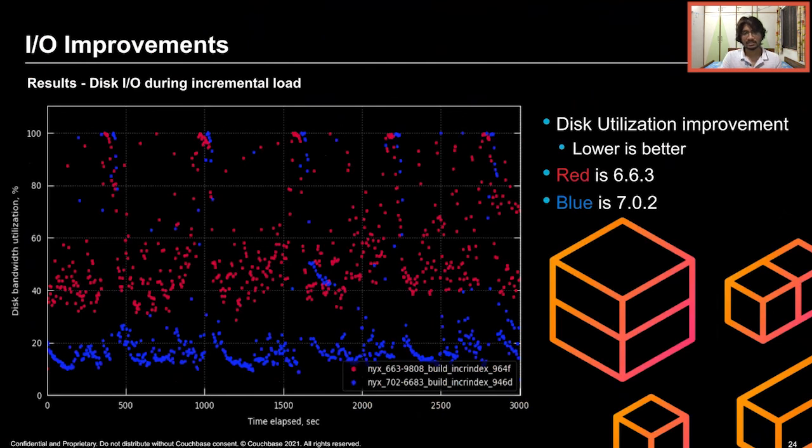To summarize the improvements, this graph shows the improvement in disk bandwidth utilization during index maintenance or incremental index build. In red is Couchbase Server 6.6.3 and in blue is Couchbase Server 7.0.2, which has all the improvements. We can see that the disk utilization has reduced from around 50% in 6.6.3 to around 20% in 7.0.2.